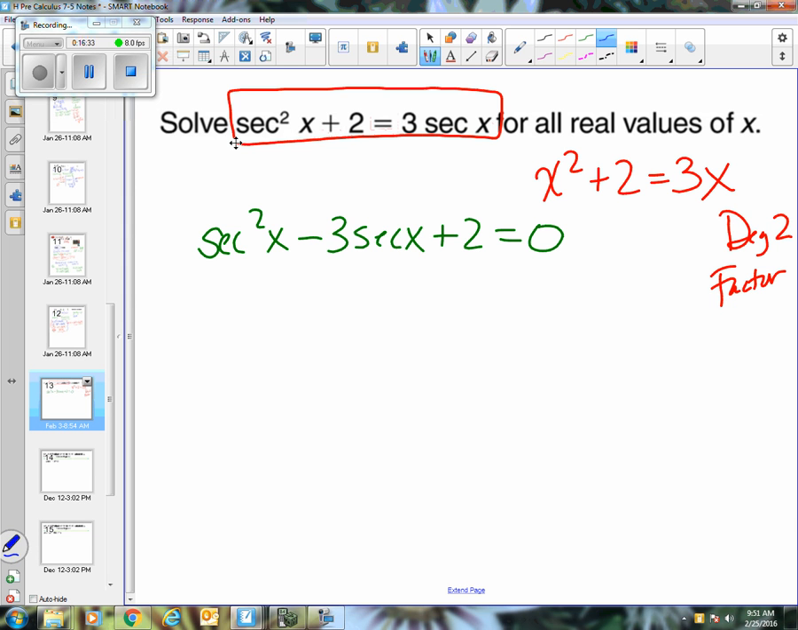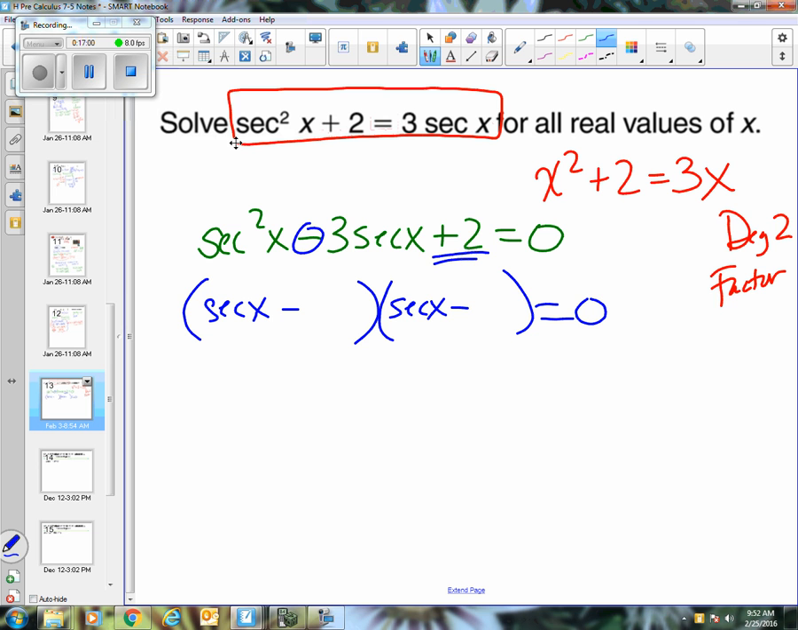There's no GCF, so it goes right to two binomials. Only one option to get secant squared. It has to be secant of x times secant of x. Last term, it's a plus 2. If the last term is a positive, what do you know about your signs then in each of the binomials? Well, they have to be the same. And how do you know if they're both plus or both minus? Look at the middle term. It's a negative. That means both of my terms here would have to be negative to add to a negative.